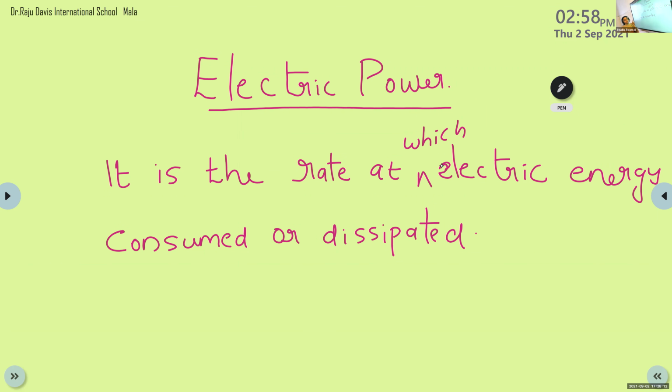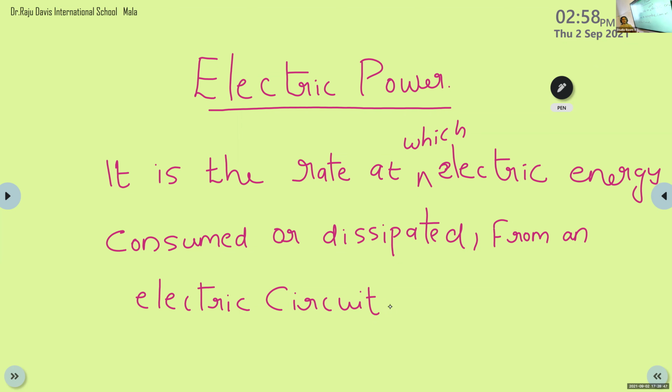So first of all, you must be thorough with this term. What do you mean by electric power? The electric power is one of the most necessary things in our daily life. It is the rate at which the electric energy is consumed or dissipated from an electric circuit, is known as electric power. Are you okay with this definition?